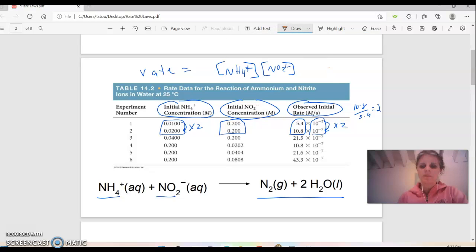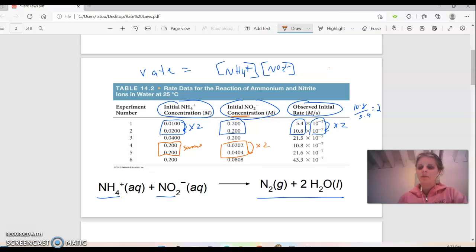So let's look at NO2. I'm going to have the concentration of the other reactant stay the same, like right here. But in that same case, when I look at my other reactant, I can see that it's doubled here.